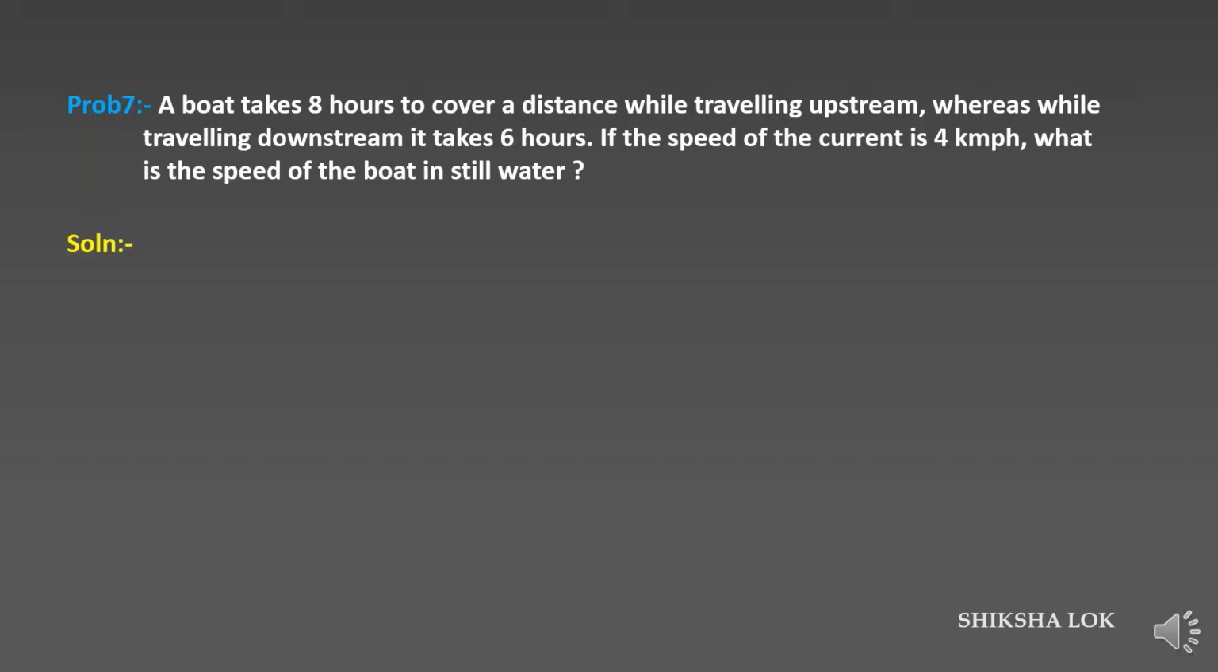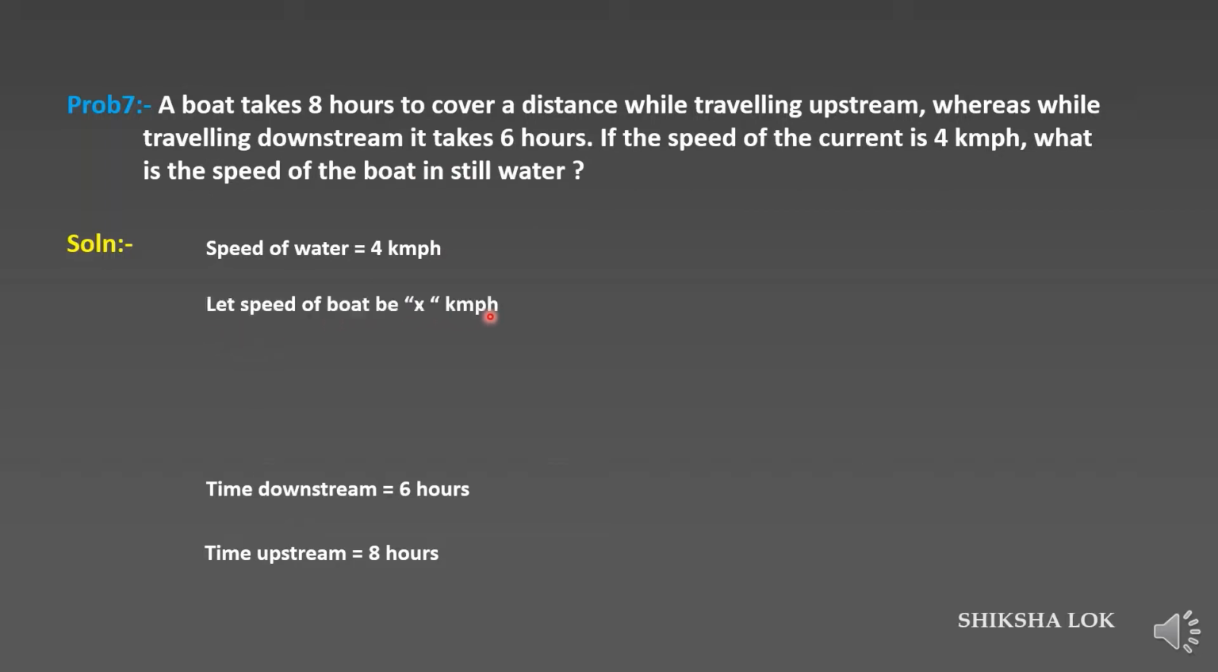A boat takes 8 hours to cover a distance while traveling upstream. So time upstream equals 8 hours, whereas while traveling downstream it takes 6 hours, so downstream time is 6 hours. If the speed of the current is 4 km per hour, speed of current means speed of stream, so speed of water is 4 km per hour. So what is the speed of the boat in still water? So let the speed of the boat be x km per hour.